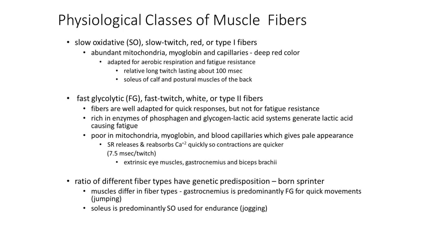The ratio of different fiber types has a genetic predisposition. So maybe you were lucky enough to be a born sprinter. So the muscles differ in fiber types. And it can have to do with your genetics.